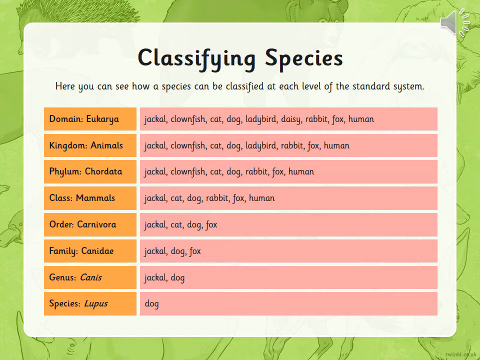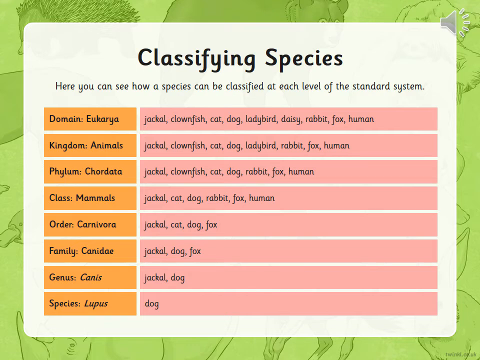Now let's break it down into their phylum, Chordata. So we have jackal, cloudfish, cat, dog, rabbit, fox and human. Which one isn't here this time? That's right, we've taken out ladybird, so we've narrowed it down even further. Next we're going to look at the class of animal. The class we've chosen is mammal, so these are all mammals. Jackal, cat, dog, rabbit, fox, human. As you can see, a cloudfish is not a mammal.